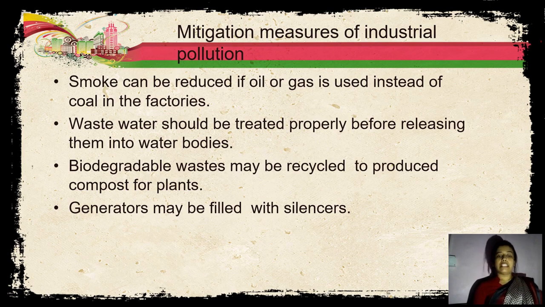Biodegradable wastes may be recycled to produce compost for plants. Generators may be fitted with silencers to stop noise pollution, and the major step that should be taken to stop industrial pollution is to follow the 3R strategy, that is recycle, reuse and reduce.